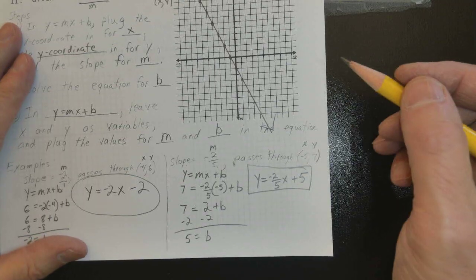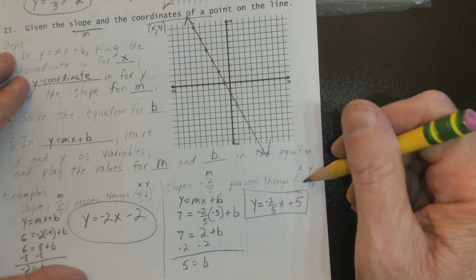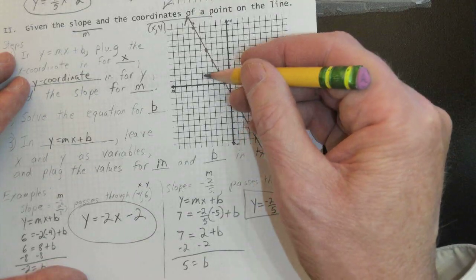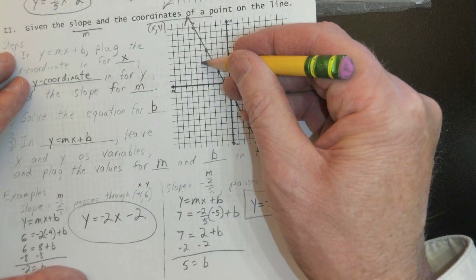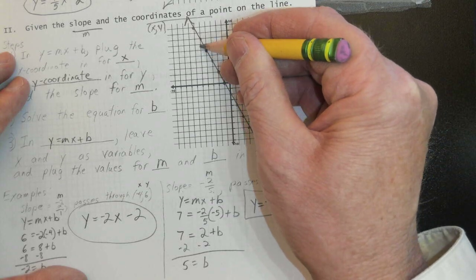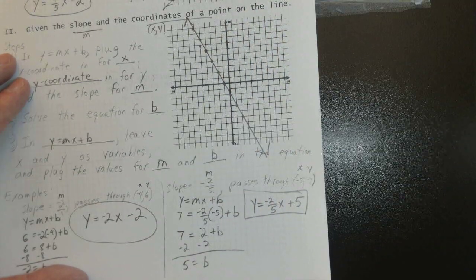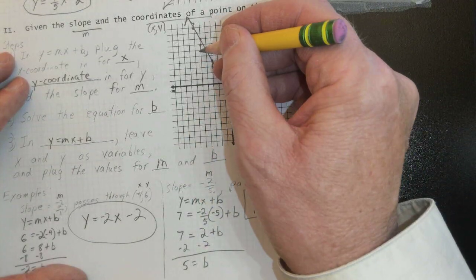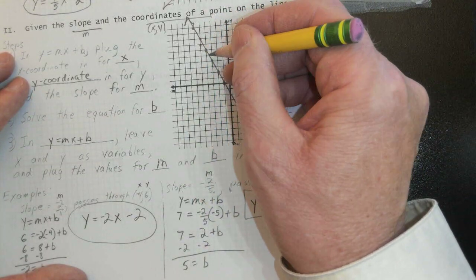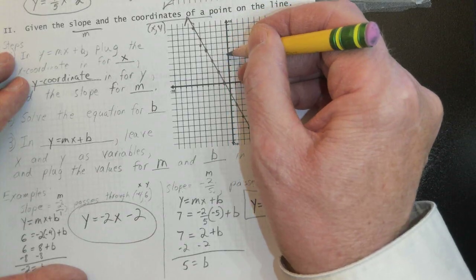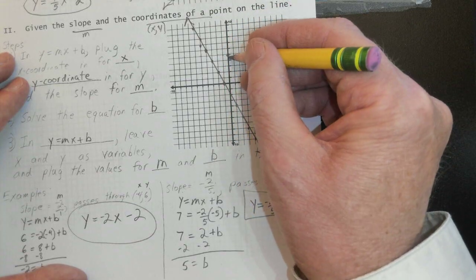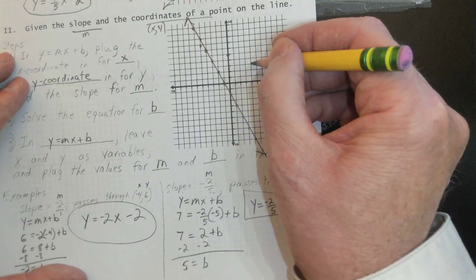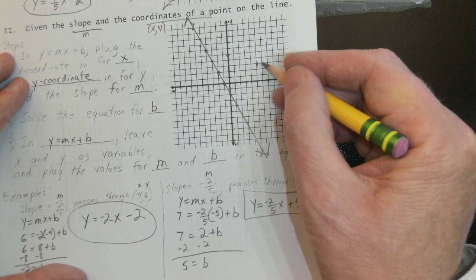I'm going to plot negative 5, 7. 1, 2, 3, 4, 5. 1, 2, 3, 4, 5, 6, 7. Ooh, I was almost at that line. And then I'm going to go down 2 and right 5. Down 1, 2, down 1, 2, 3, 4, 5. Right 5. Down 2, right 1, 2, 3, 4, 5. I might do that one more time.